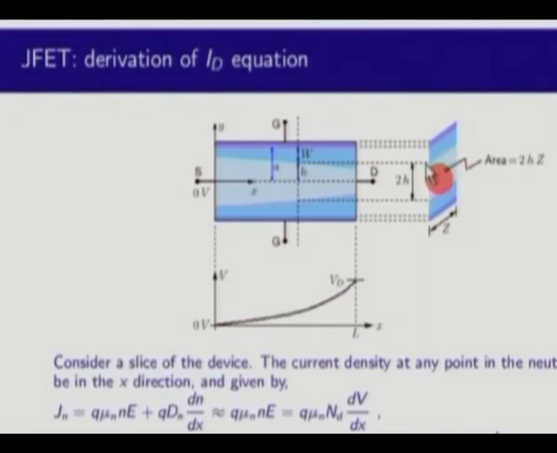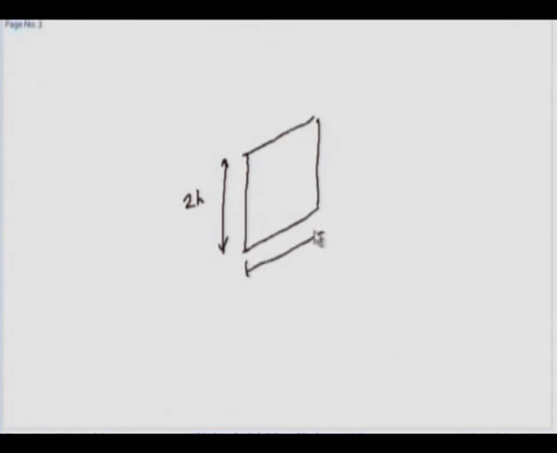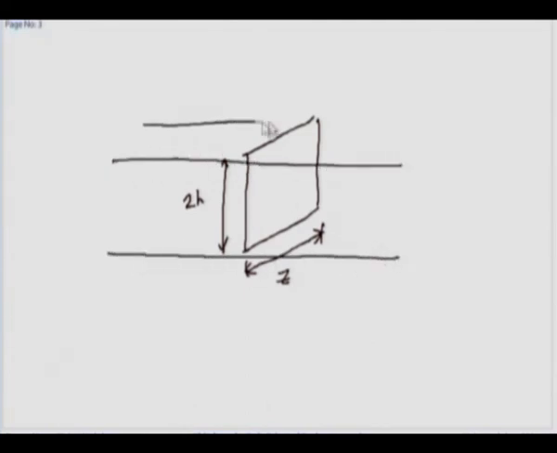So you can take a small delta x here. Maybe I can just draw here. Okay. So let's say this is that light blue region. This dimension is 2 times h. This dimension is z. Your device actually is like this in that direction. Okay. So what is the number of electrons crossing this, let's say, per unit time? Let's take a small slice here with a finite thickness delta x.